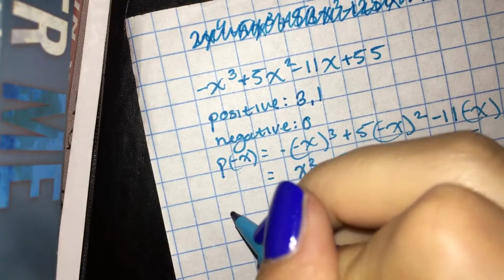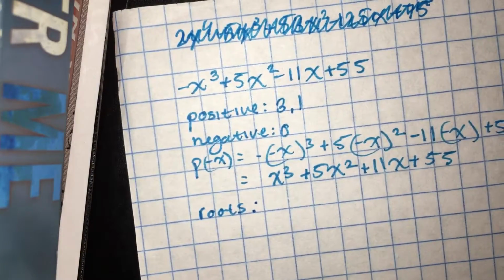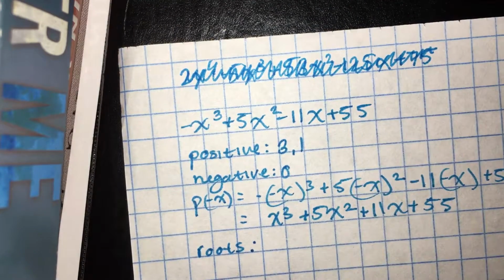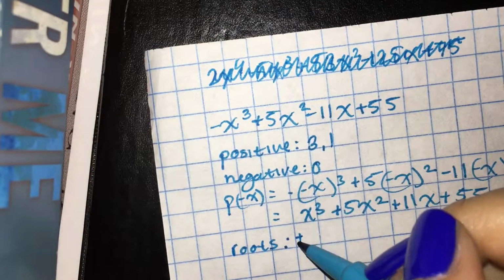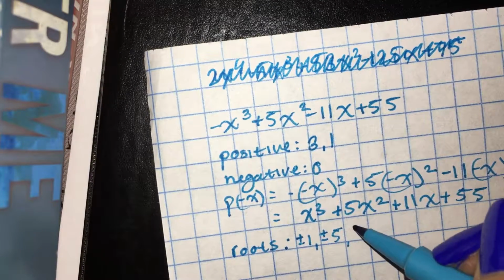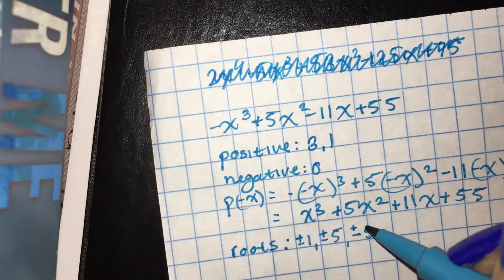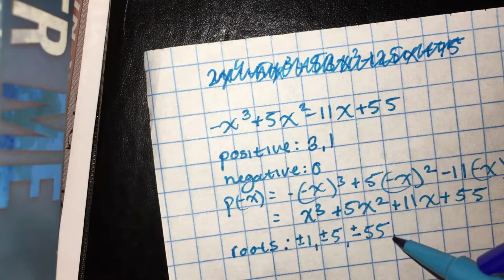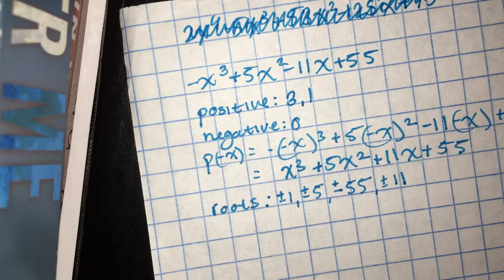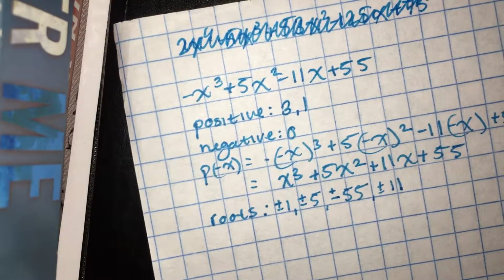And now we have to find all the roots that the equation could have, and you find this by looking at the coefficient and factoring it. So you can do plus or minus 1, plus or minus 5, plus or minus 55, plus or minus 11, and those are all the possible ones.